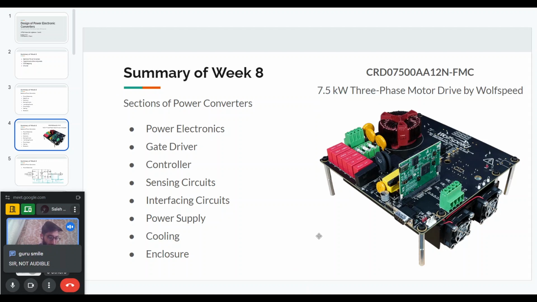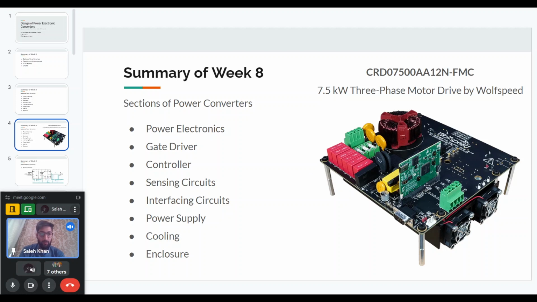Oh, somebody is saying I'm not audible. Can everybody hear me? Audible, bro. Okay, so I think it may be something on their end. So you check your connection or your volume.